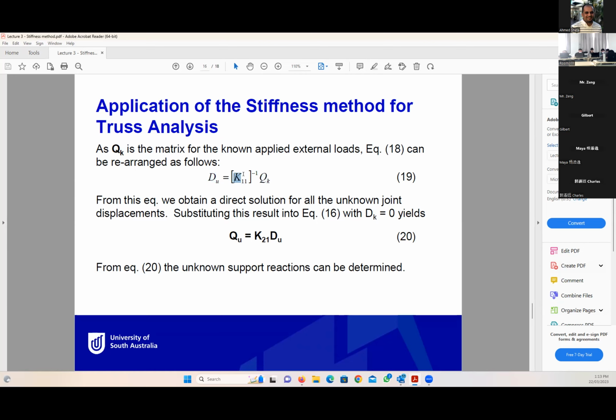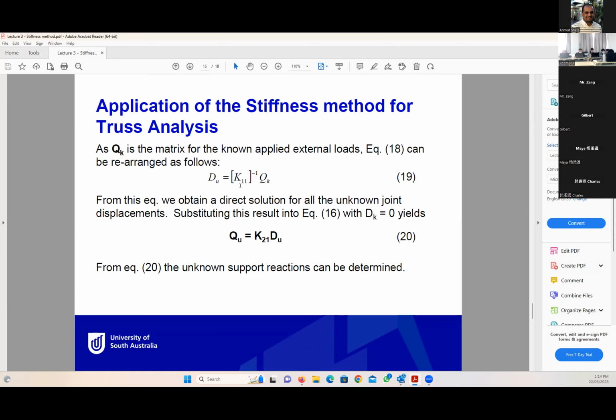Okay, so the other one is QU. To find the reactions, QU equals K21 times DU. So this is to find the reactions. From equation 20, the unknown support reaction can be determined. So we can get QU. Our first step is to find DU from equation 19. Then using DU in equation 19, we can find QU in equation 20.